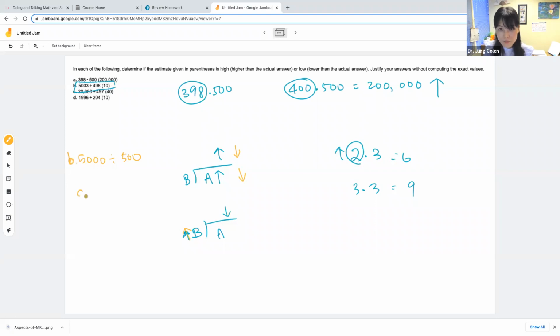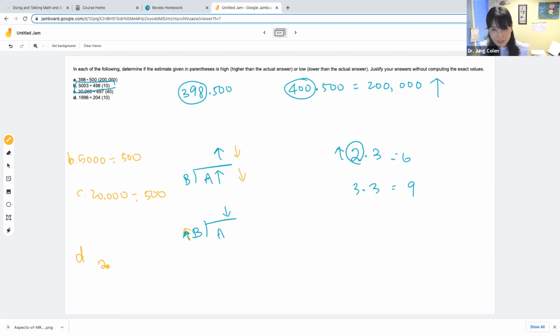Okay. How about the next one, part C? Let's see. 20,000 divided by, instead of 497, looks like he did 500, right? So what did he do? He increased B. He increased it, but then the actual number, that quotient will go down, right? So it will be lower than actual answer. Okay, how about D?